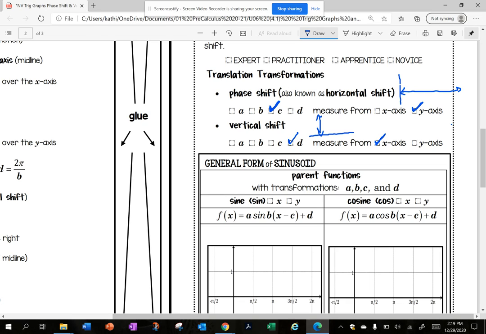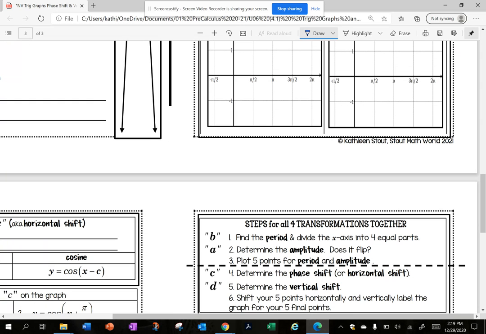Okay, so for my general form here, just a reminder, when I'm talking about the parent function, sine is the y-coordinate, and cosine is the x-coordinate.